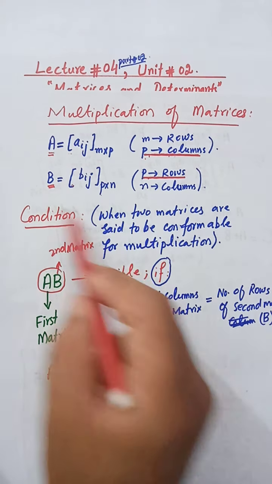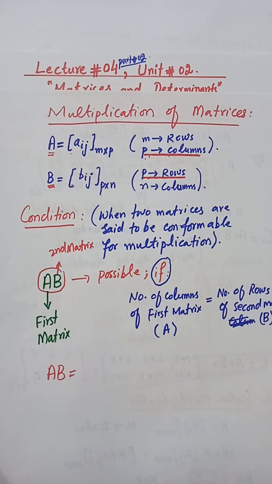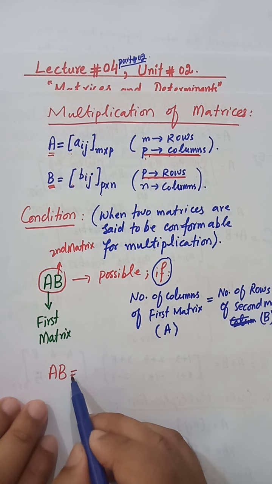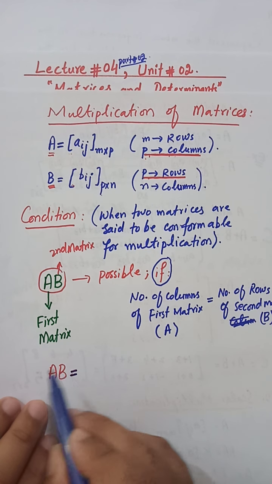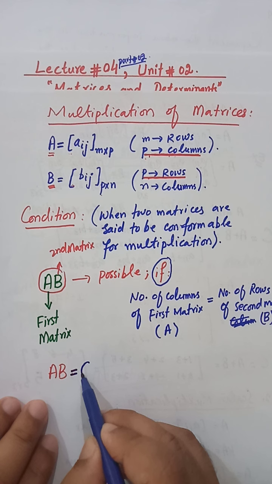So now in this case these two matrices are conformable for multiplication. Now from multiplication you get another matrix C.